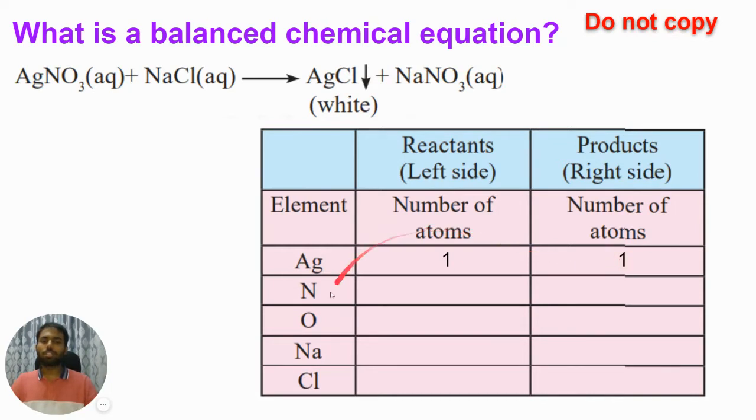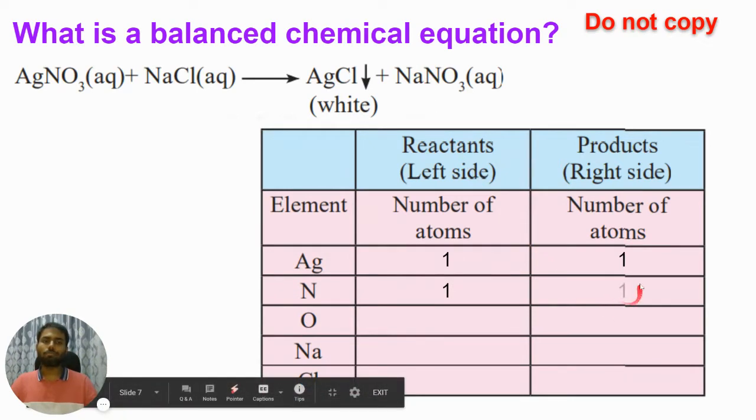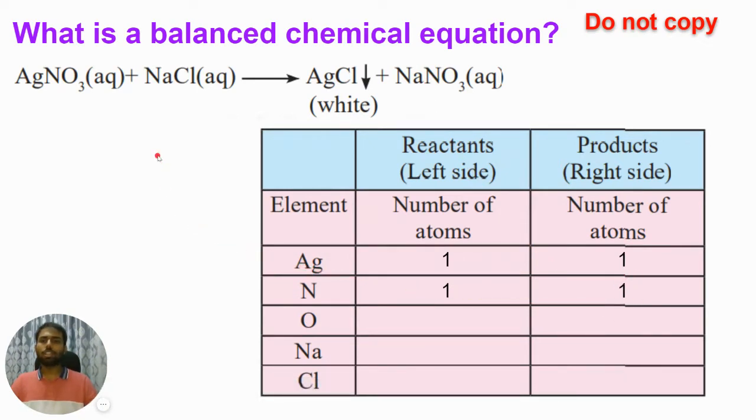Okay, similarly nitrogen, left side में I can see 1 atom. This is not nitrogen. Okay, Na, this is not only Na, sodium होता है, not nitrogen. So यहाँ पे only 1 atom of nitrogen. So I put here 1 and right side में again I have only 1 atom of nitrogen, so here I'll have to put 1. Next, oxygen.